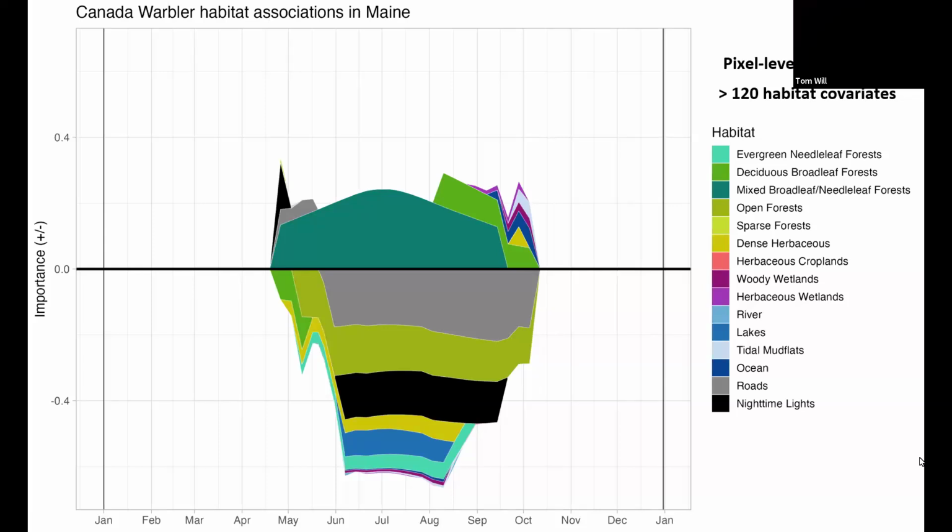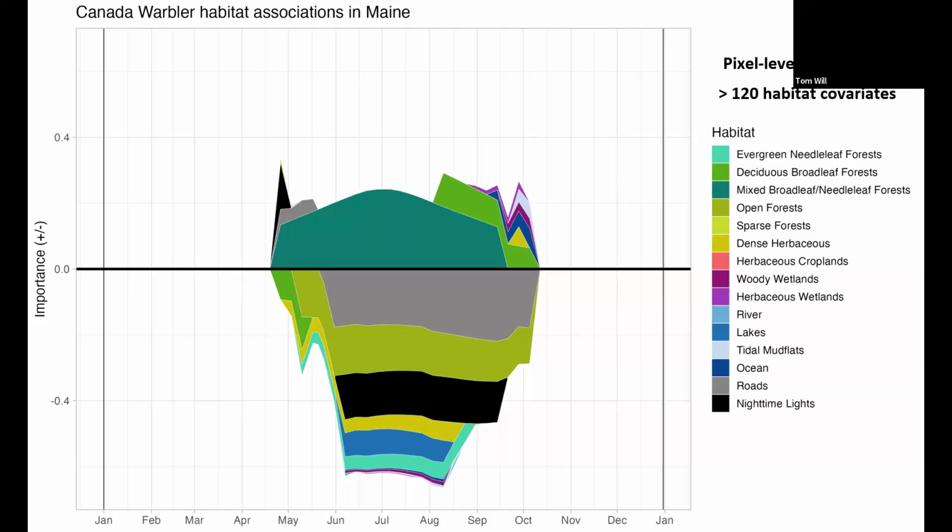So as you can see at the very beginning, when they're coming in, there's a positive association with nighttime lights. We see that Canada Warbler is indeed attracted to cities during migration. But then during the breeding season, it really is mainly mixed broadleaf needle-leaf forests, and those important habitats change later on in the season. And during that exact time, we again have negative associations with nighttime lights during the breeding season. And this is all modeled spatially.